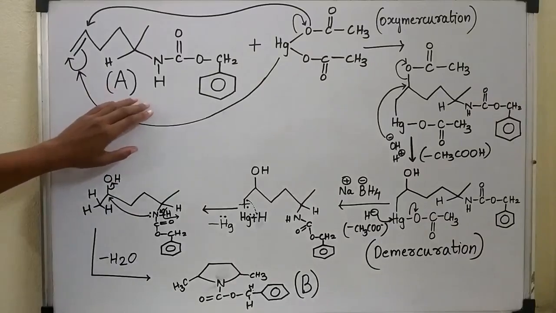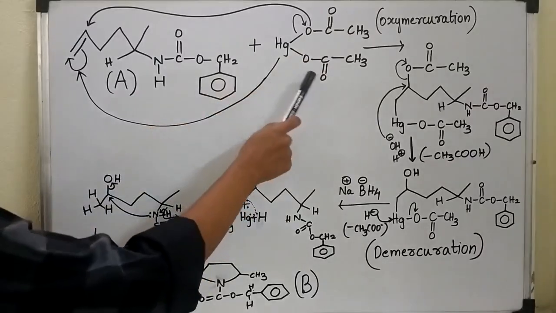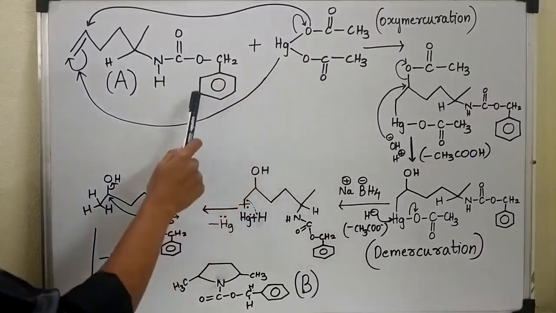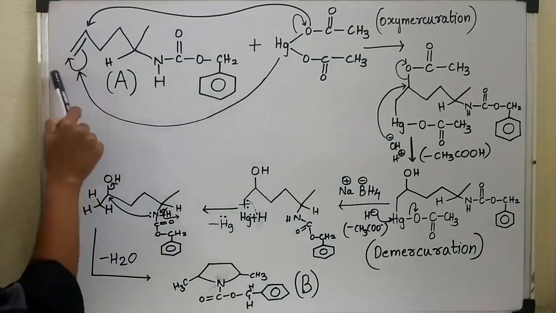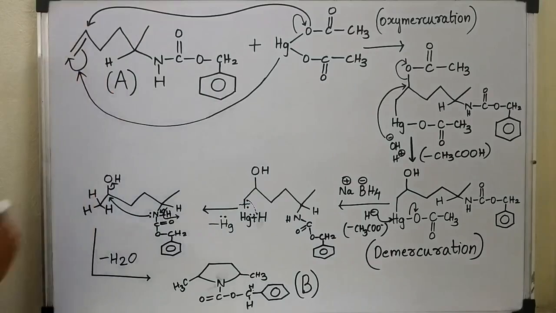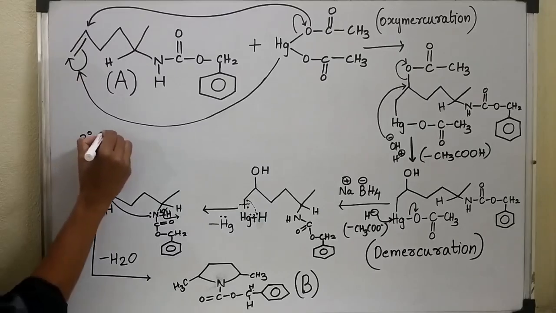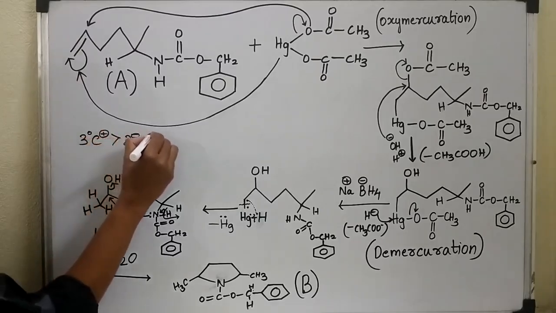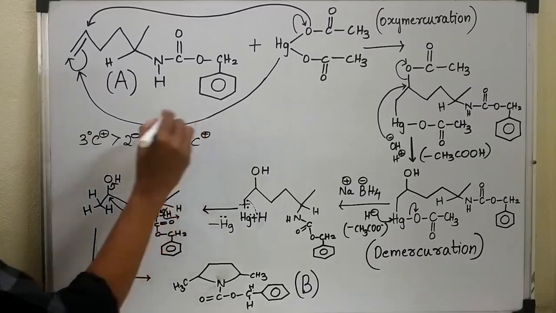This product A will undergo oxymercuration in the presence of Hg(OAc)2, that is mercuric acetate. Here in product A, there is a double bond. This double bond is shifted onto this carbon, leaving this carbon positively charged. We know that a tertiary carbocation is more stable than a secondary carbocation, which is more stable than a primary carbocation.